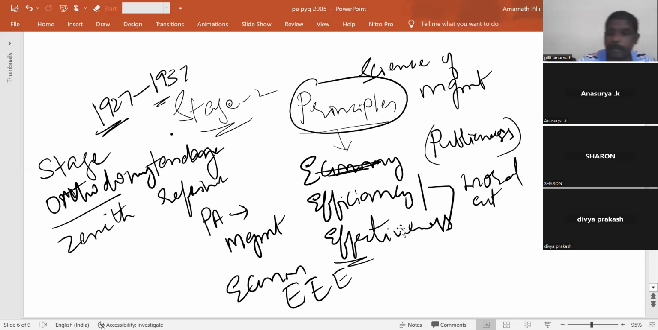The newly emerged discipline of public administration has been regarded as a science. It is seen as a science. There was a respect. The respect for public administration increased because of these principles. That is the reason why we regard this stage as the stage of zenith, or the peak stage in the discipline of public administration.